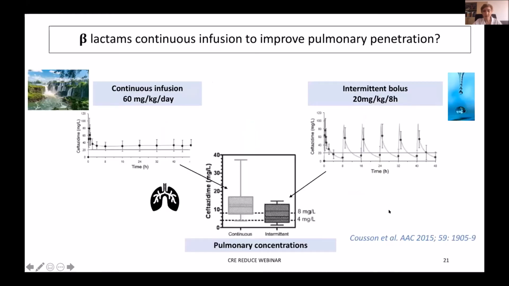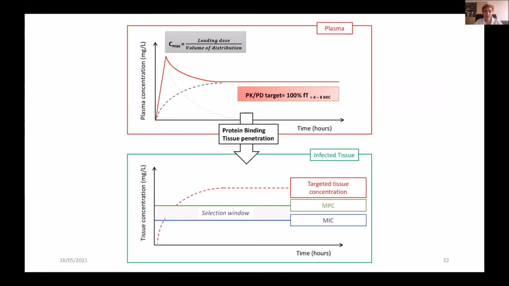So higher clinical success rates, and when we measure the concentrations in the lung, comparing 2 different administration modes of ceftazidime in pulmonary infections, same dosing but different administration mode, we can see that we can achieve higher pulmonary concentrations. So that's probably the administration mode to prefer when treating pathogens with high MICs.